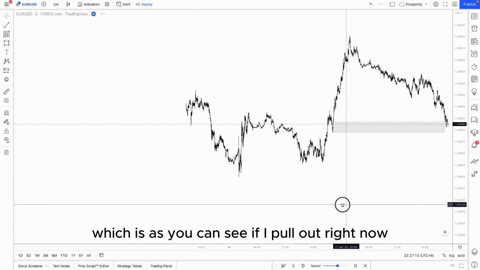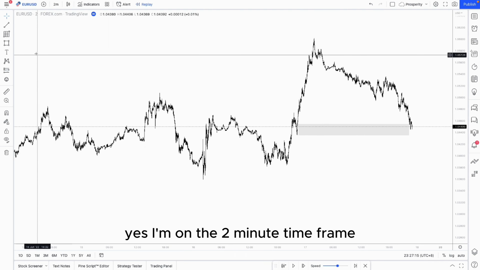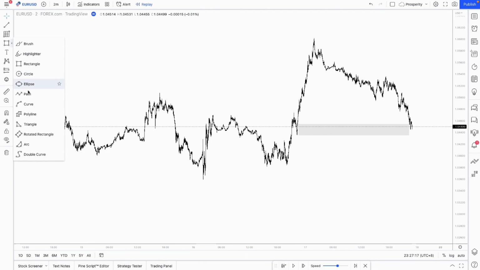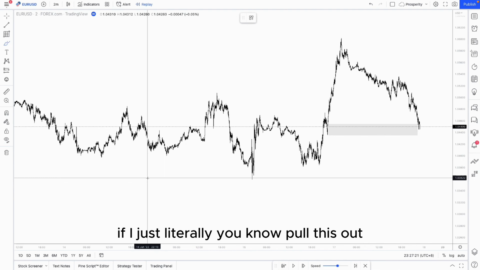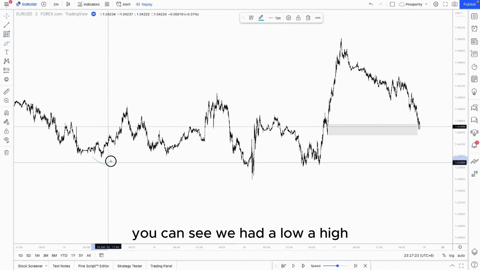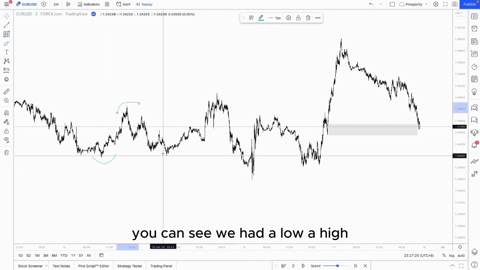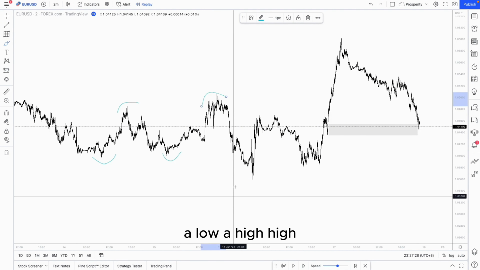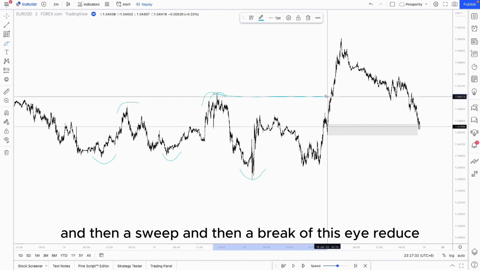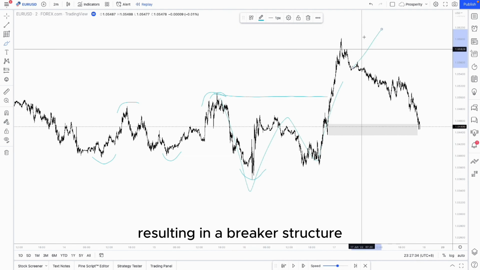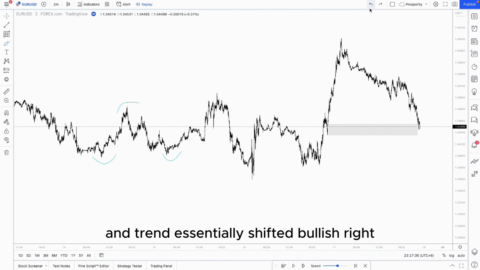which is, as you can see if I pull out right now, yes, I'm on the 2-minute time frame because this is where our entry is. But our external 2-minute order flow, if I just literally pull this out, you can see we had a low, a high, a low, a high, and then a sweep, and then a break of this high, resulting in a break of structure, and trend essentially shifted bullish, right?